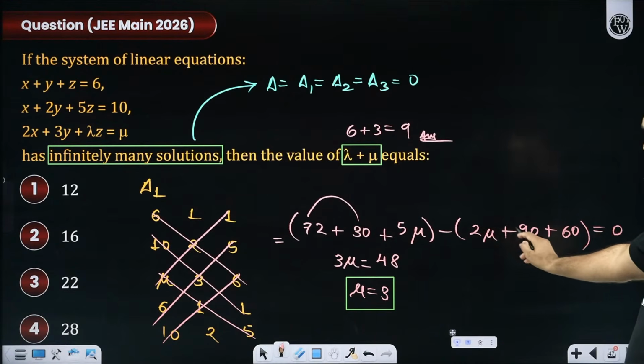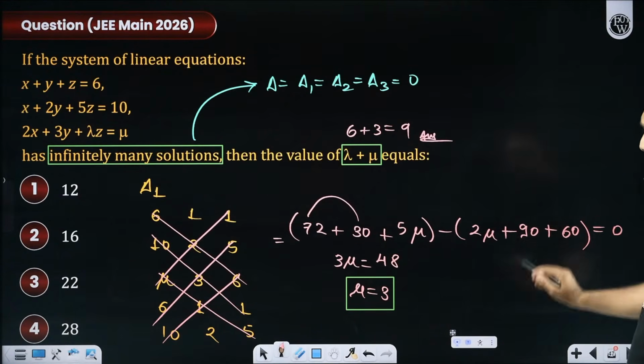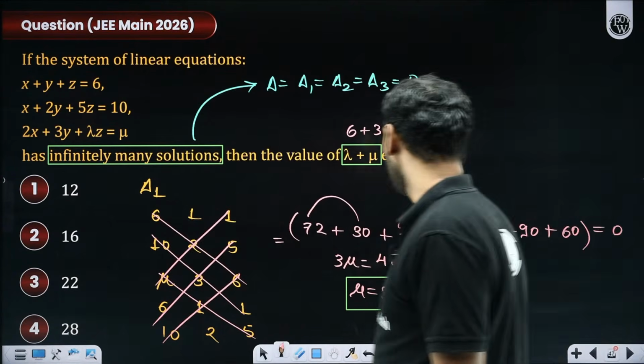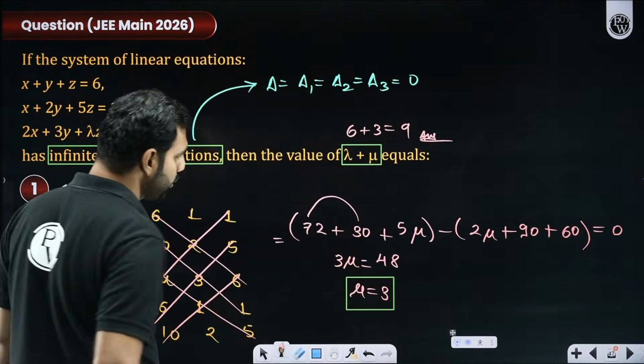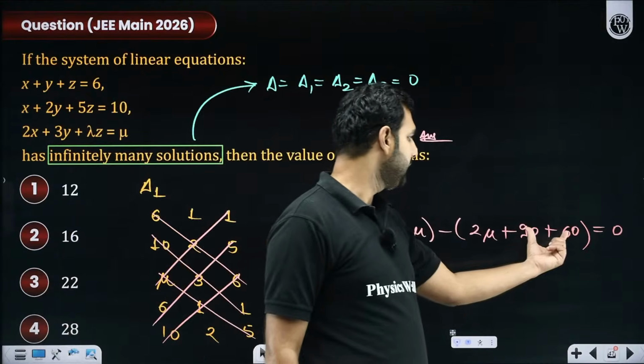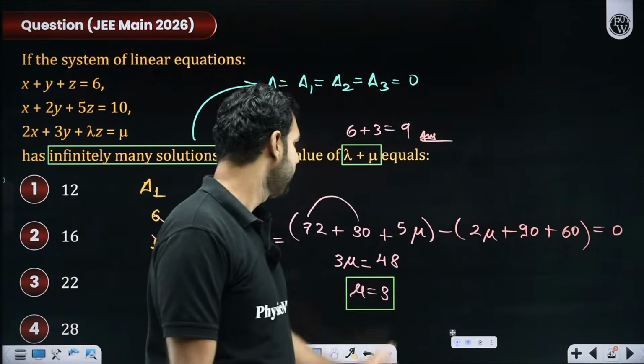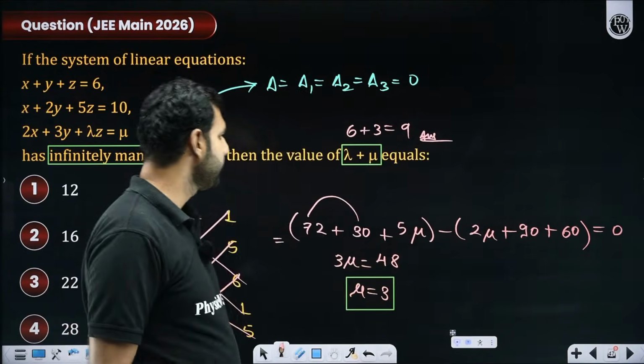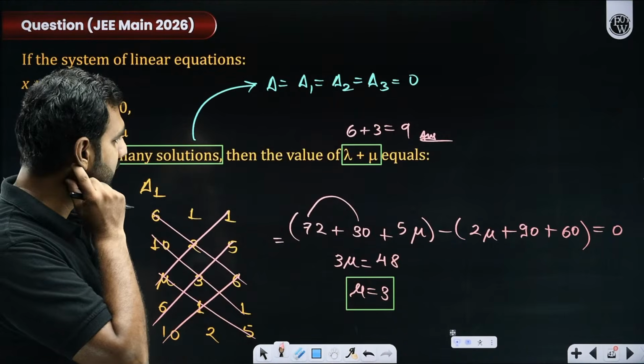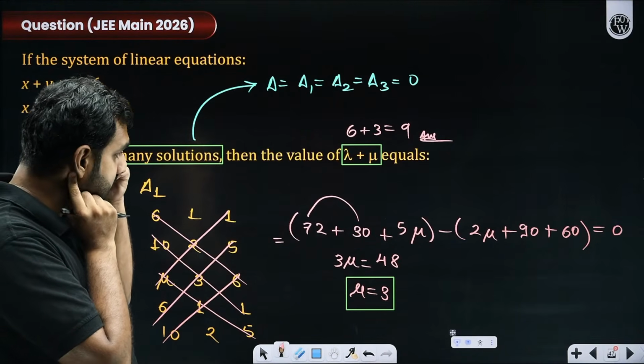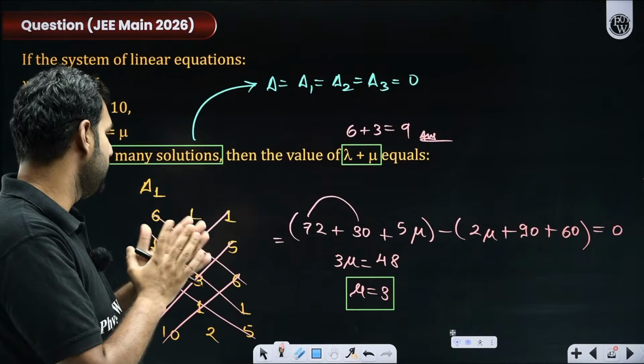5 into 6 is 30. 30 into 3 is 90. Then it is 60. Then what I did was 72 plus 30, that is 102. And this is 150. Correct me if I'm wrong. 5 mu minus 2 mu is 3 mu. So 102 minus 150, I hope, is minus 48. So mu should be, oh, I'm really sorry.